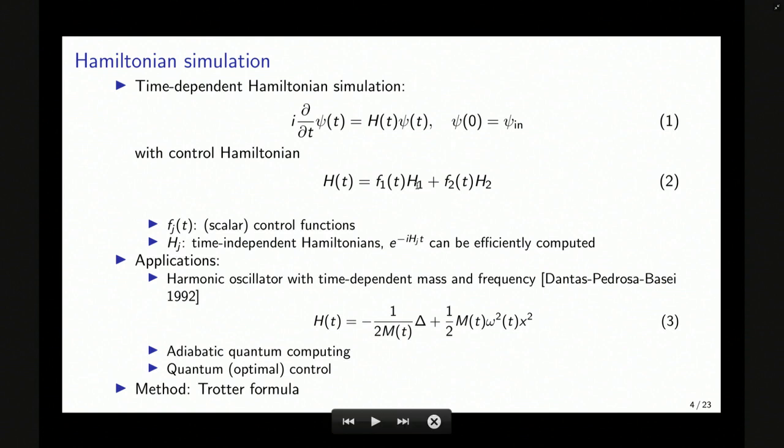And also we assume that the Hamiltonians H1 and H2 are simple so that we can efficiently simulate H1 and H2. I would like to remark that this turns out to be a highly non-trivial assumption, but in many examples of practical interest, these assumptions can be satisfied.